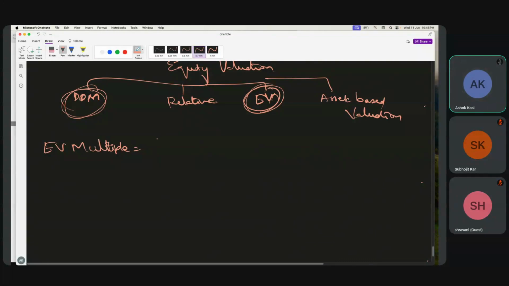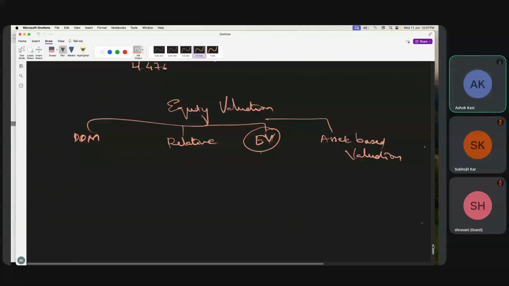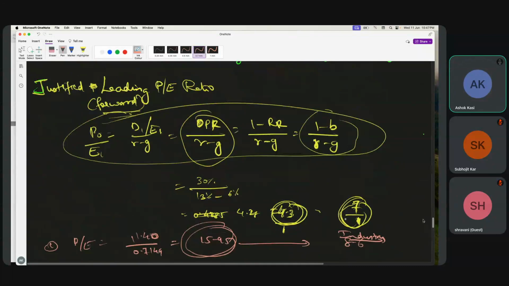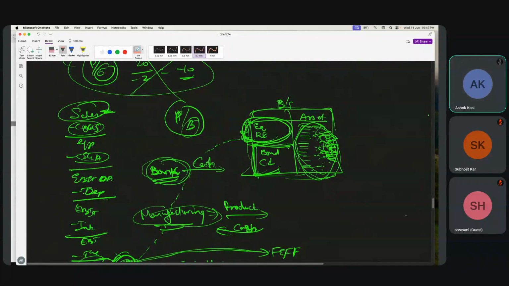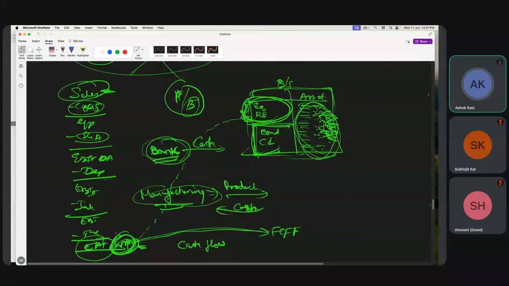EV multiple is equal to EV divided by EBITDA. This is the formula. Okay. Why am I focusing on EBITDA? Why not net income? That is because, in this income statement, EBITDA becomes more important for me, because this is the true business happening.